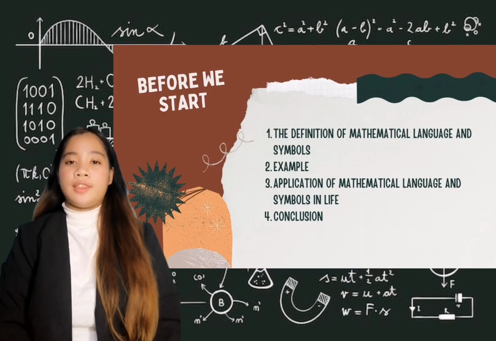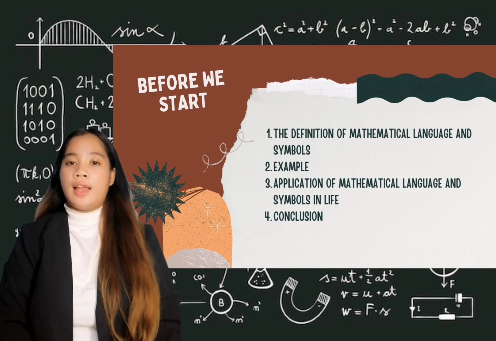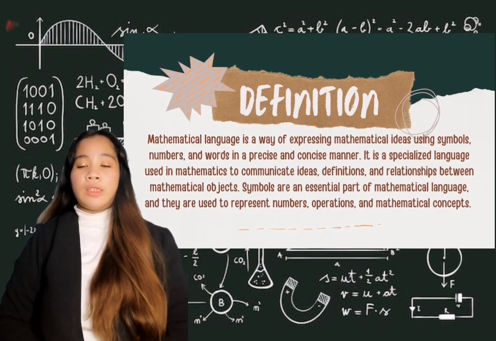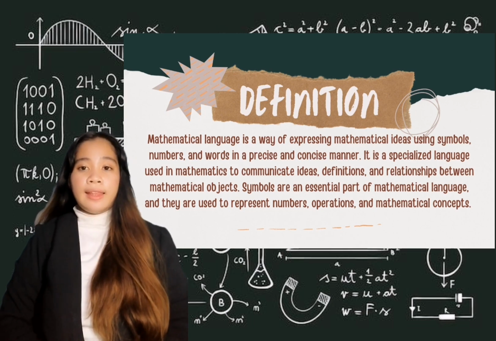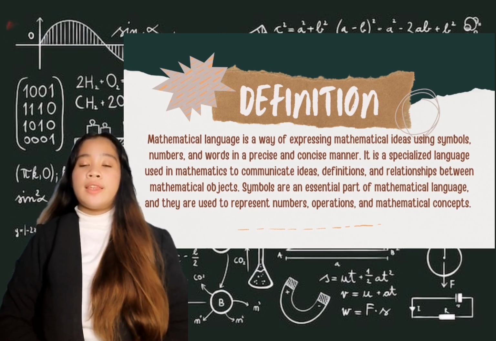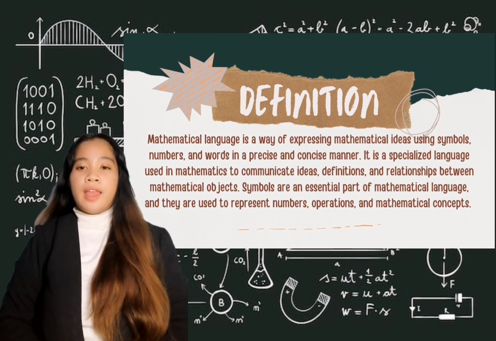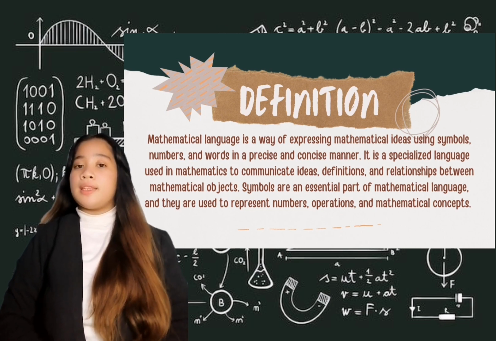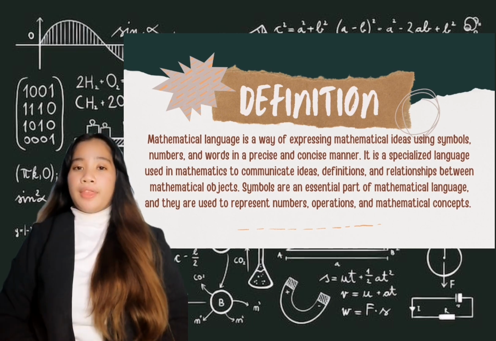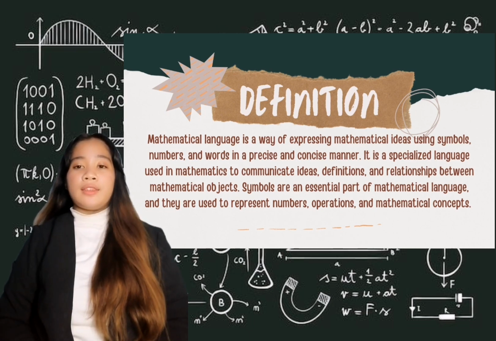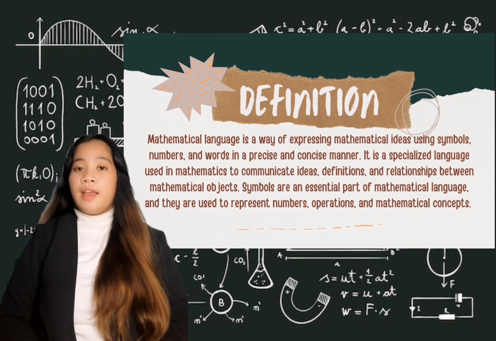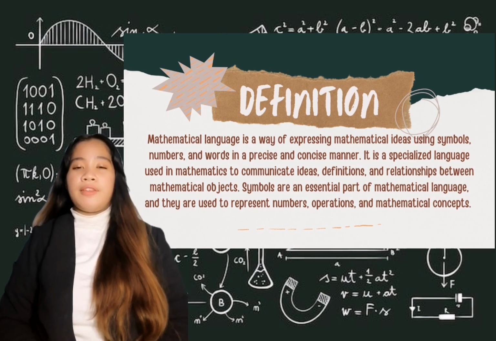Modern World. Today we are going to tackle the mathematical language and symbols. Mathematical language is a precise and concise way of expressing mathematical concepts, ideas, and relationships using words, symbols, and notations. It is used to communicate mathematical ideas and theories in a way that is universally understood by mathematicians and scientists. Mathematical symbols are specific characters or combinations of characters that represent mathematical concepts, operations, relations, and functions.